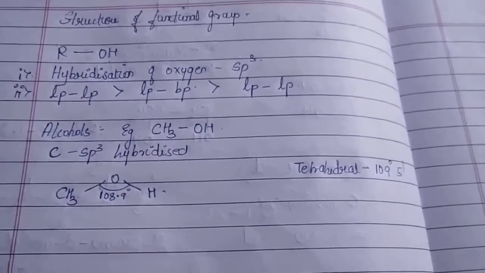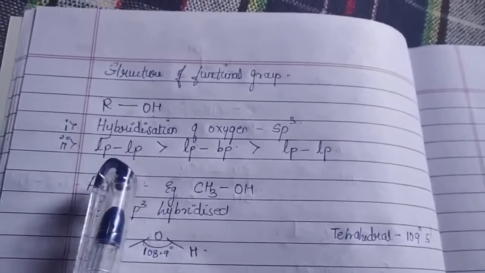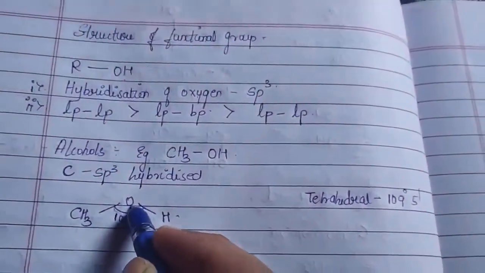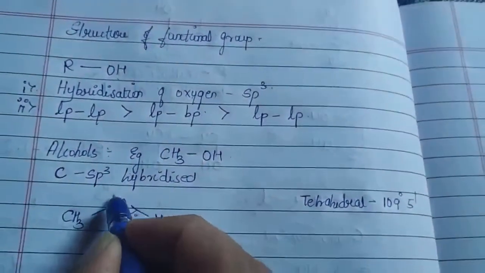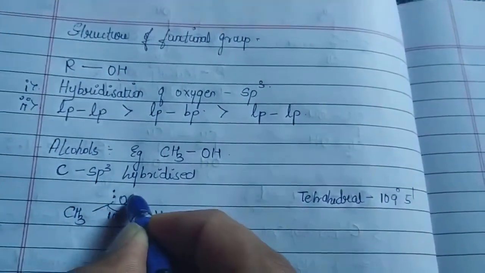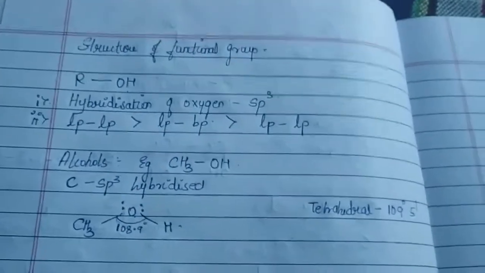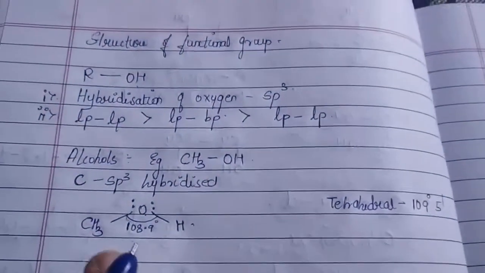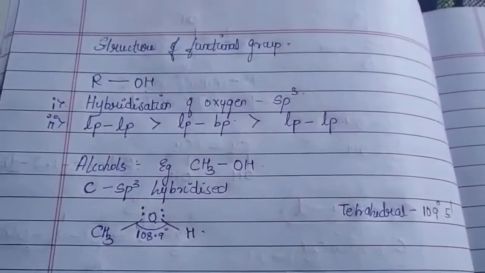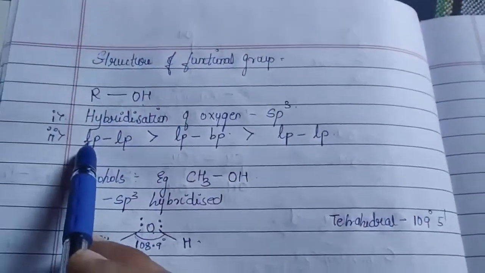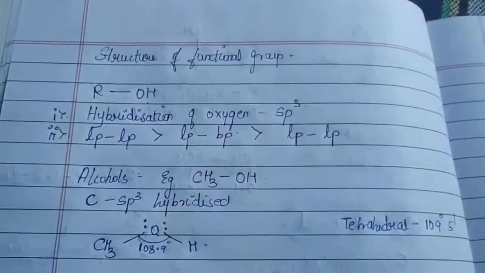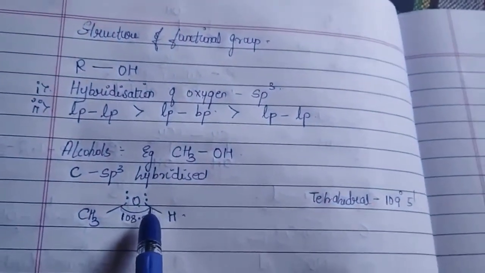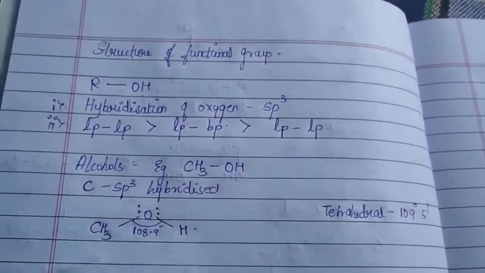In order to understand this, I would like you to focus on my second point. When I am talking about the oxygen in the alcohol, I know that this oxygen has two lone pairs of electrons. And I can give my explanation of why the angle is decreasing. The main reason is the lone pair repulsion. So in alcohols, the oxygen has two lone pairs of electrons.